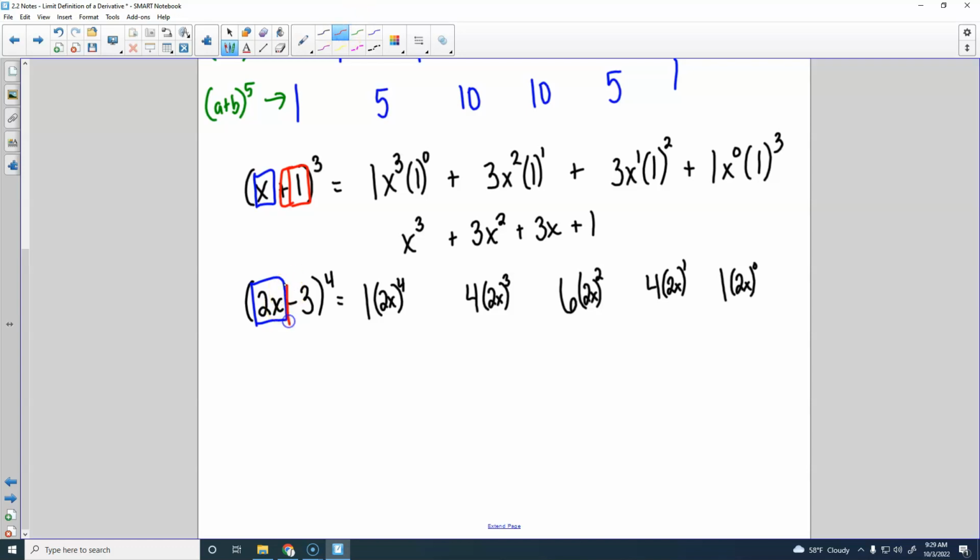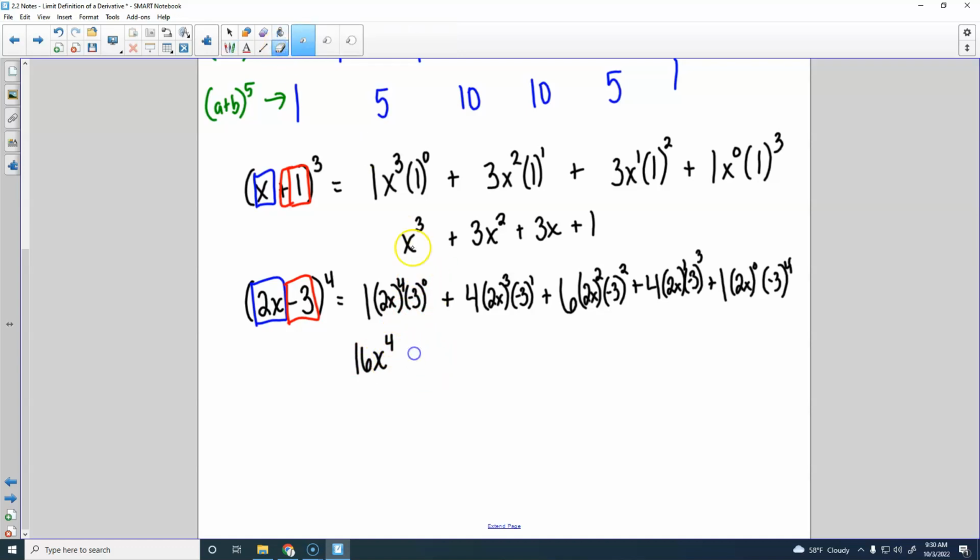And then I'm going to take this -3 right here, and I'm going to have -3 to the 0, negative 3 to the first, negative 3 to the second, negative 3 to the third, and negative 3 to the fourth. So this one's a lot harder, but let me tell you, this is still easier than expanding all the way. So if I've got 2x to the fourth, 2 to the fourth is going to give me 16. So I'll get 16x to the fourth. You got a 1 here. Negative 3 to the 0, what's that? It's just 1. So we get 16x to the fourth.